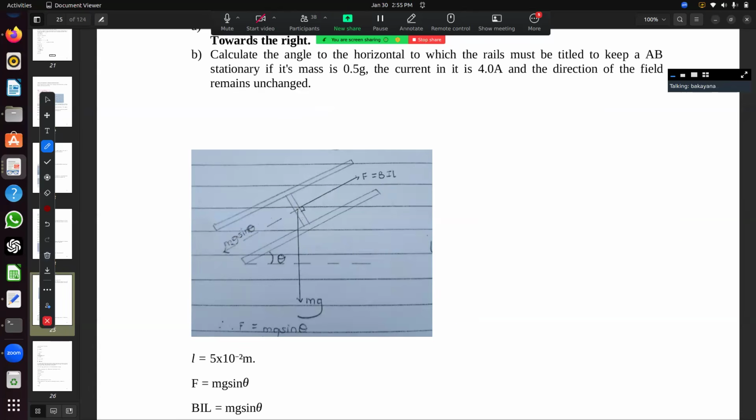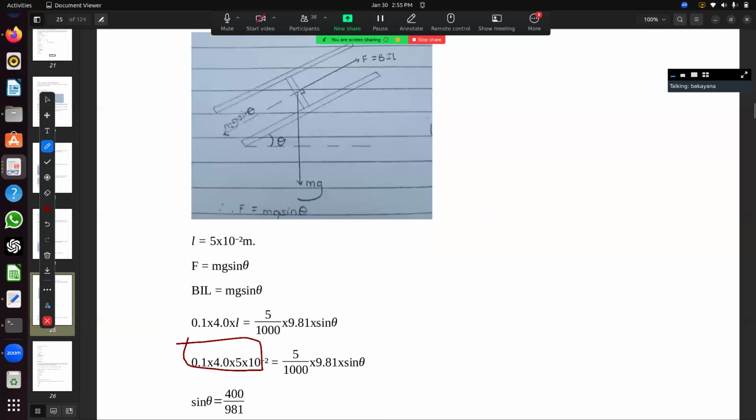That okay? Yeah, it is, the length is there. So you can always get the value of theta.